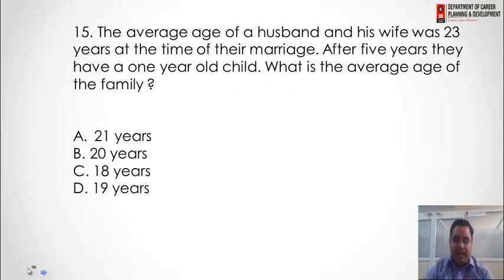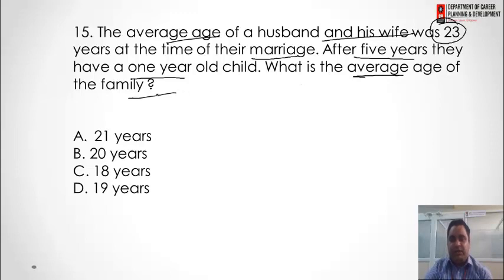Now the last question of this average chapter we have. As I said, the average age of husband and wife was 23 years at the time of their marriage. After 5 years, they have one child, 1 year old. What is the average age of the family? See, previously the average was 23, and that is the average we had 5 years before. It means the current average of husband and wife is 23 plus 5, that is 28.